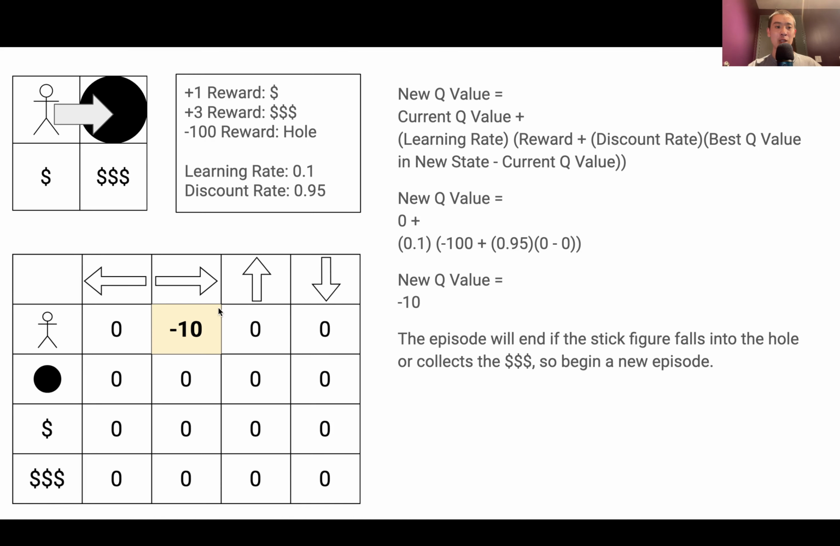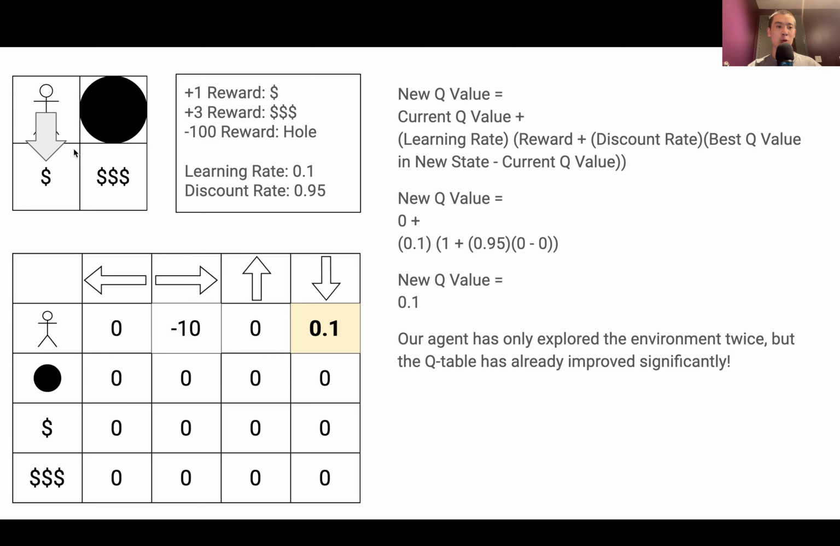And now what do you know? This Q table is now essentially saying, hey, when the stick figure is here, don't go to the right, it's negative 10. And yeah, these zeros don't look that great either, but they are way better than negative 10. So what if instead of making the stick figure move to the right, we make it move down?